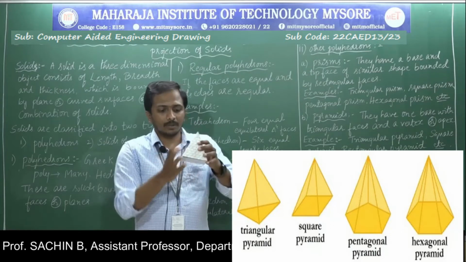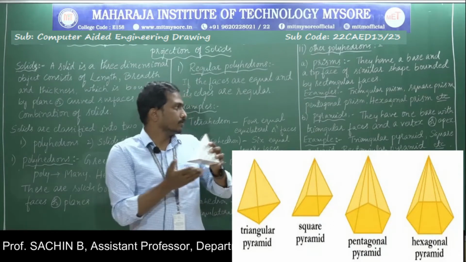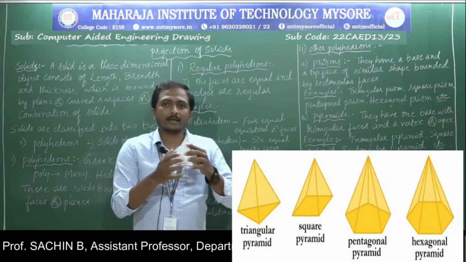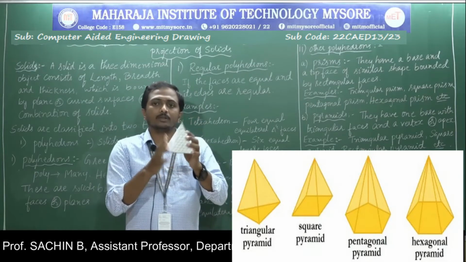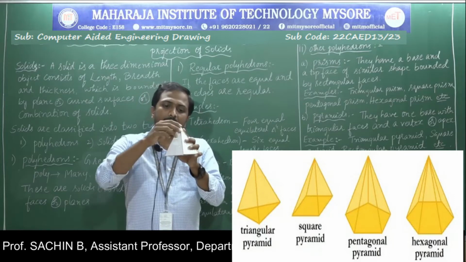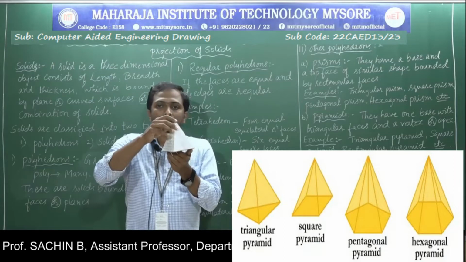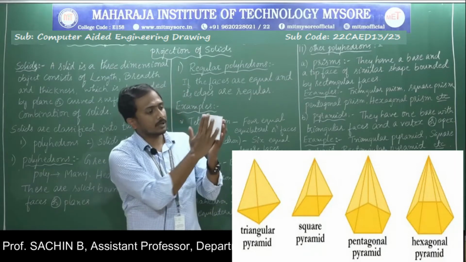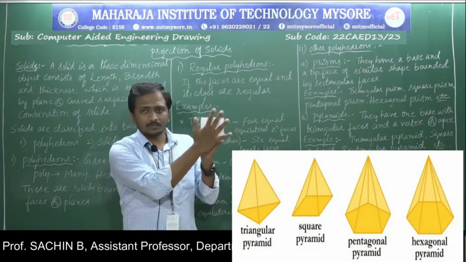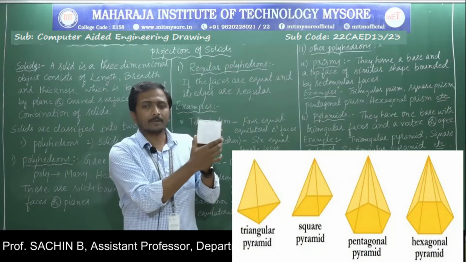Means, since it is a pyramid, a base will be there. For that base, the triangular faces are bounded. Those triangular faces are connected at the top vertex or the apex. That is called the pyramid. You can clearly observe here, this is the square pyramid. This is the base part present over here.